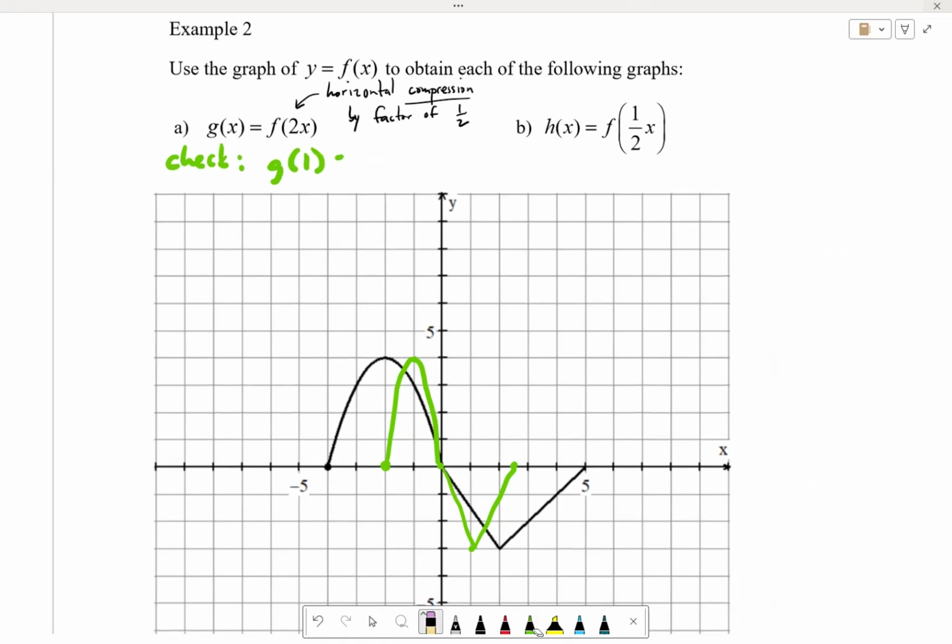That was terrible. I'm so sorry. We can see here on the graph that g of 1 is equal to negative 3. And we can confirm that by looking at f of 2. Let's forget that ever happened.